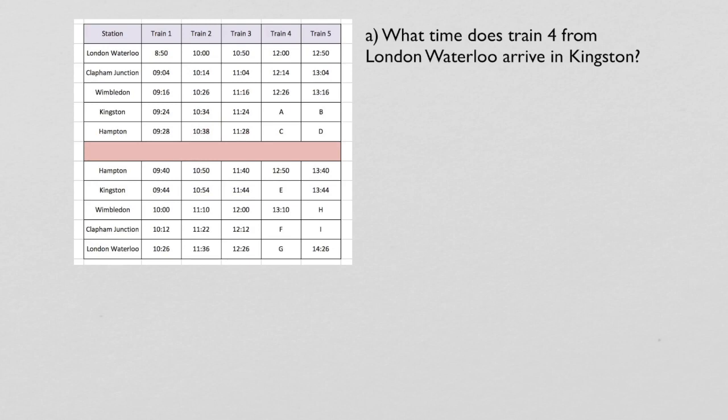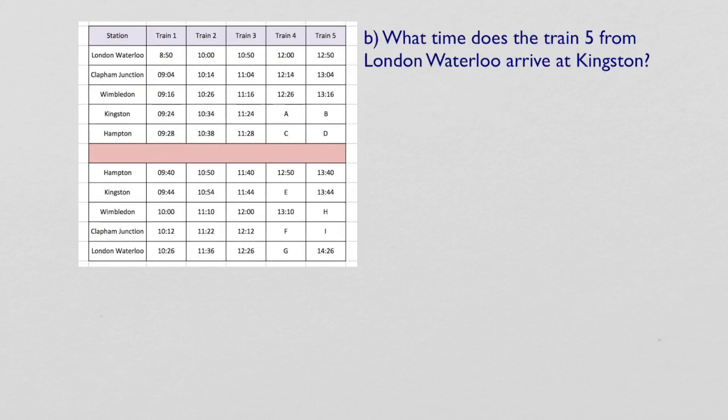Okay, so let's have a look at part A. What time does train 4 from London Waterloo arrive in Kingston? So go across the table, find train 4, it leaves at 12 o'clock and it arrives at Kingston at A, there's a blank. So we have to work that out. But we have to follow the pattern. I'm going to have a look at train 2 and see that we know that leaves at 10 and it arrives at Kingston at 10:34. So subsequently train 4, which leaves at 12, will arrive 2 hours after train 2 does. So 12:34 it arrives in Kingston.